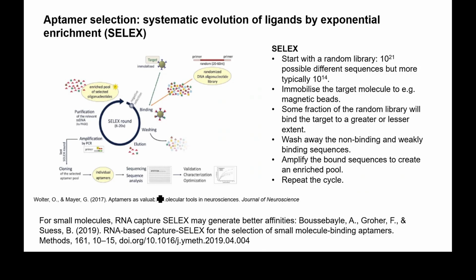You fish your magnetic bead out again. You wash more or less rigorously to identify the ones that strongly bind. Then you amplify them by PCR, and you then go around the process again and again until you get reasonable figures of merit for the binding constants, until you get down to submicromolar dissociation constants. So this is how we get them.